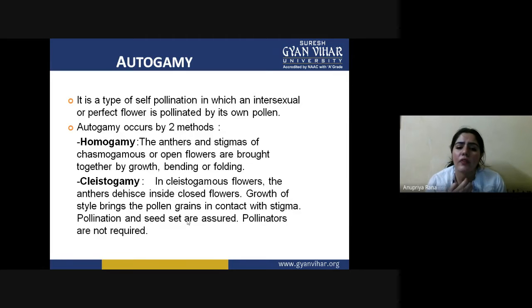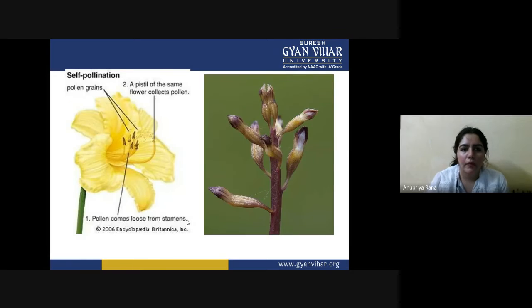So that's obvious when the flowers have to be the same and they are close to each other, very closely present and intact. So that's why in that case pollinators are not required at all. So cleistogamy is a phenomenon that can happen automatically inside a closed flower.